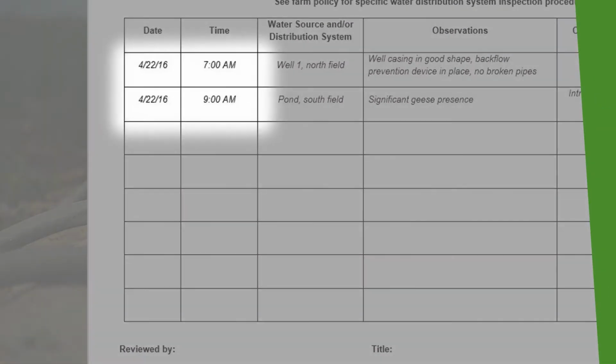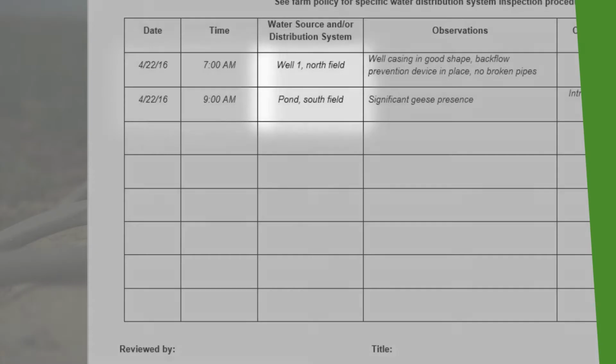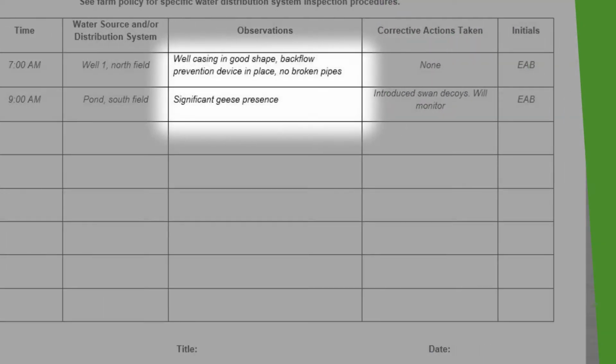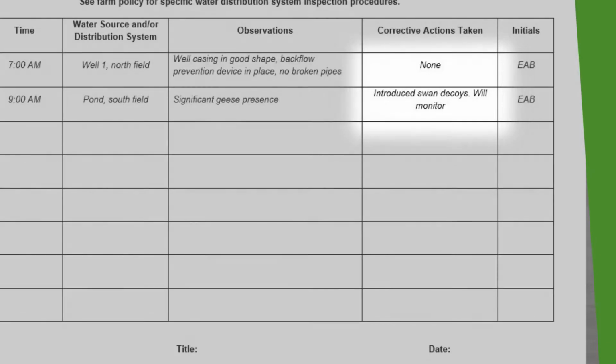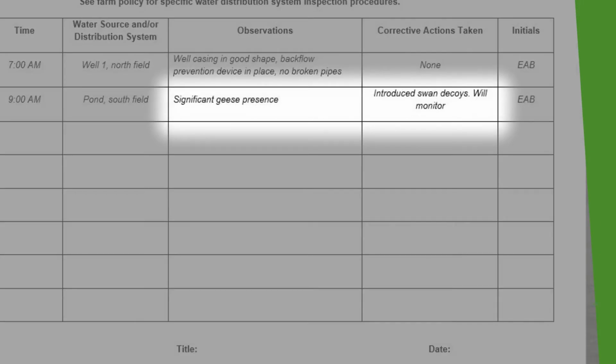It is important to include the date and time the observation was made, water source or distribution system, observations, and any corrective actions taken. The corrective actions should be very specific and detailed. The observation in this example is significant geese presence on and over the Southfield Pond, which may lead to contamination of the water.